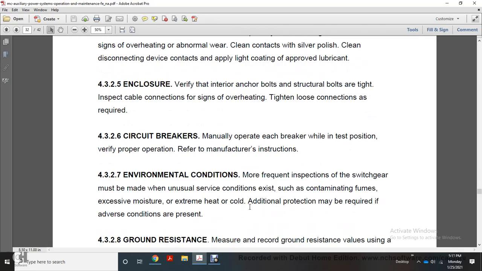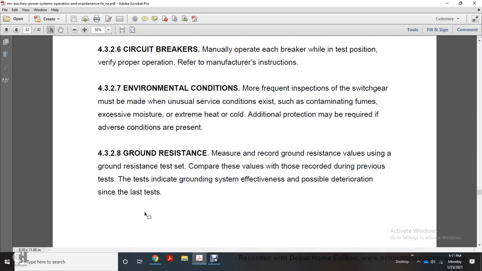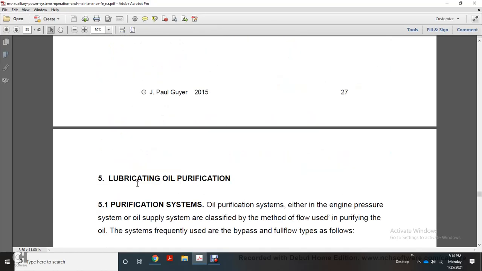Environmental conditions: more frequent inspection of the switchgear must be made when unusual conditions exist, such as contaminating fumes, excessive moisture, or extreme heat or cold. Additional protection may be required if adverse conditions are present. Grounding resistance: measure and record the ground resistance values using a ground resistance test set. Compare these values with the recorded values from the previous test, indicating the ground system's effectiveness and possible deterioration since the last test.